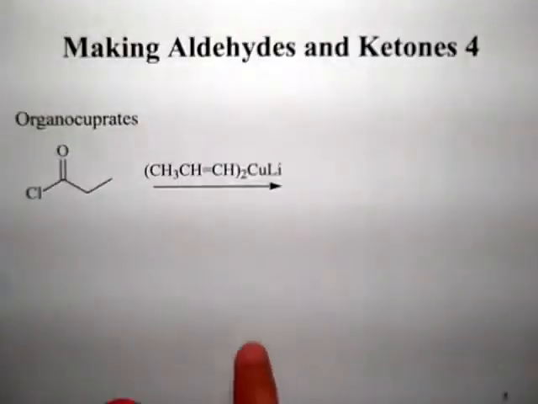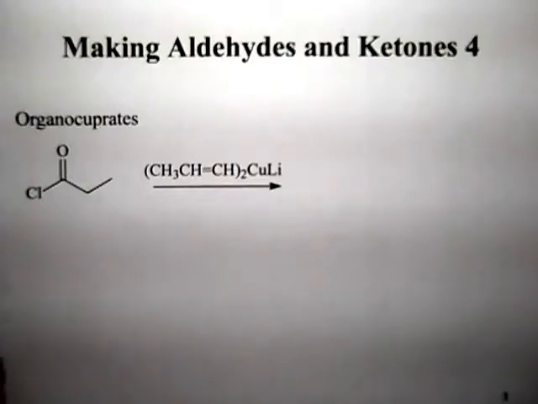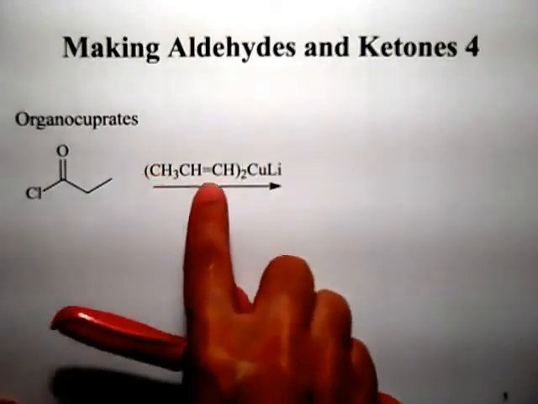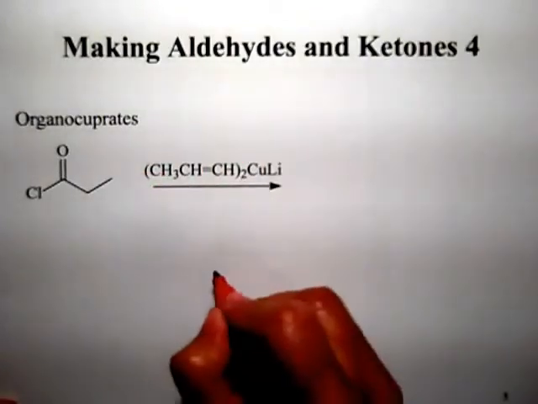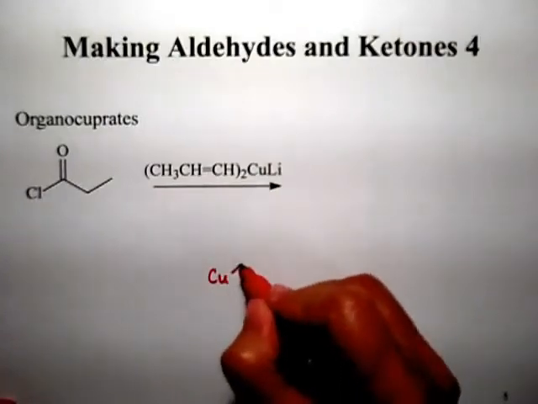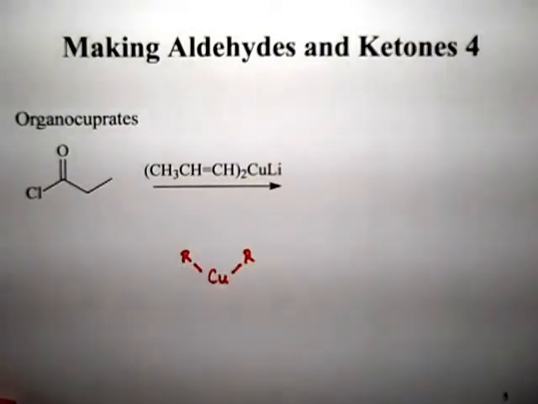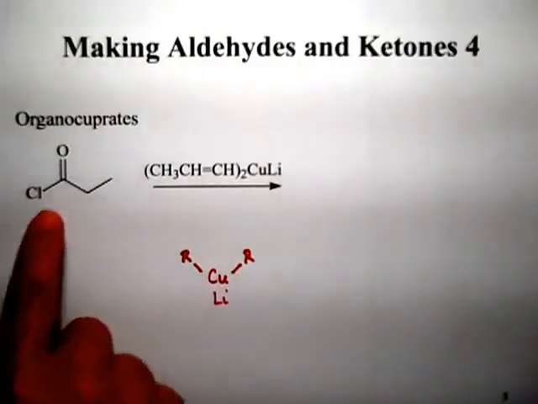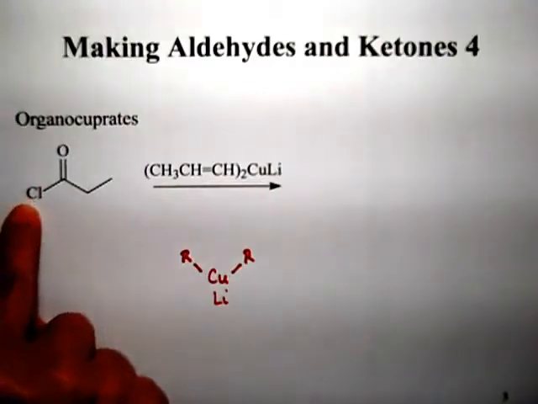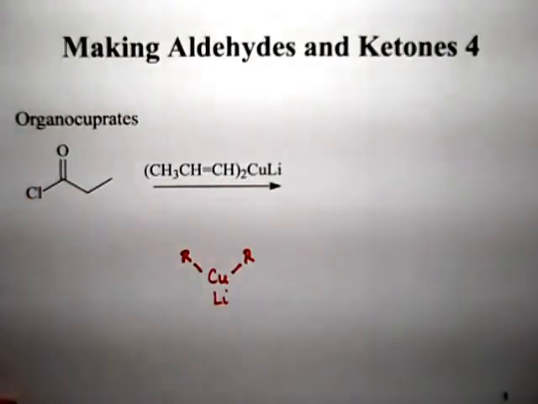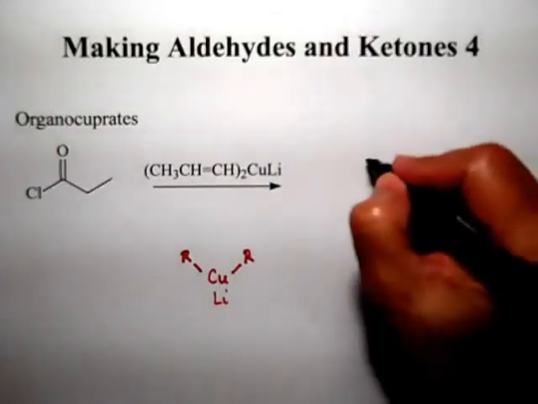Alright, the next reaction you may not have seen before, but I'm going to teach it to you here. This one right here is an organocuprate, and notice that the copper is going to have two alkyl groups. It doesn't really matter what the alkyl groups are. One of the alkyl groups is going to take the place of the chloride. This chloride happens to be attached to a carbonyl, and that's why we're seeing it in this particular chapter.